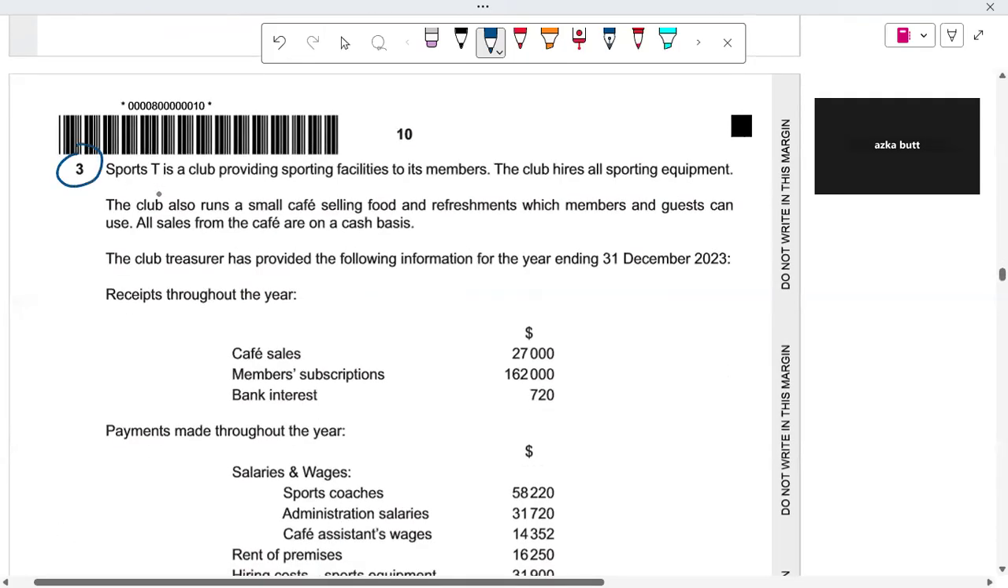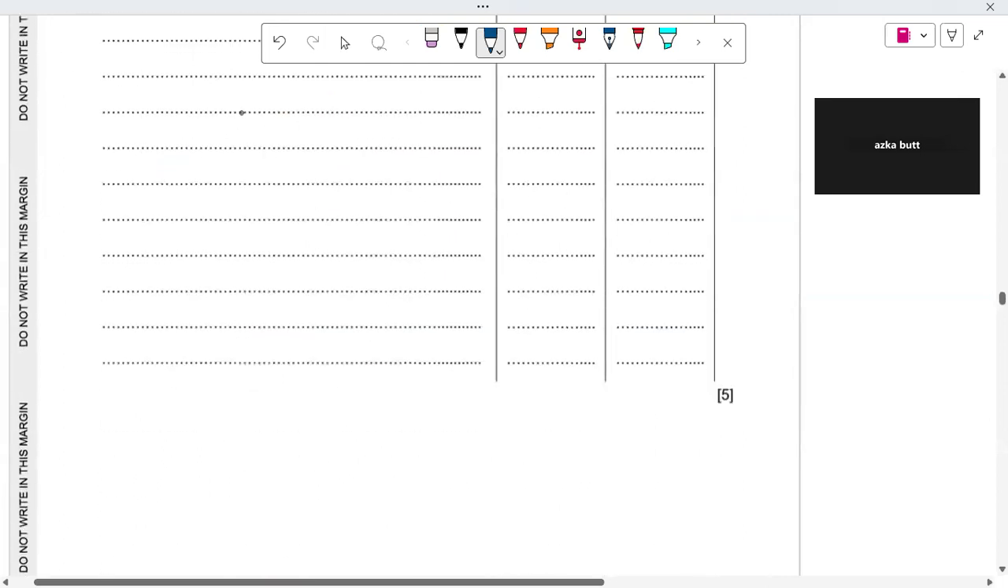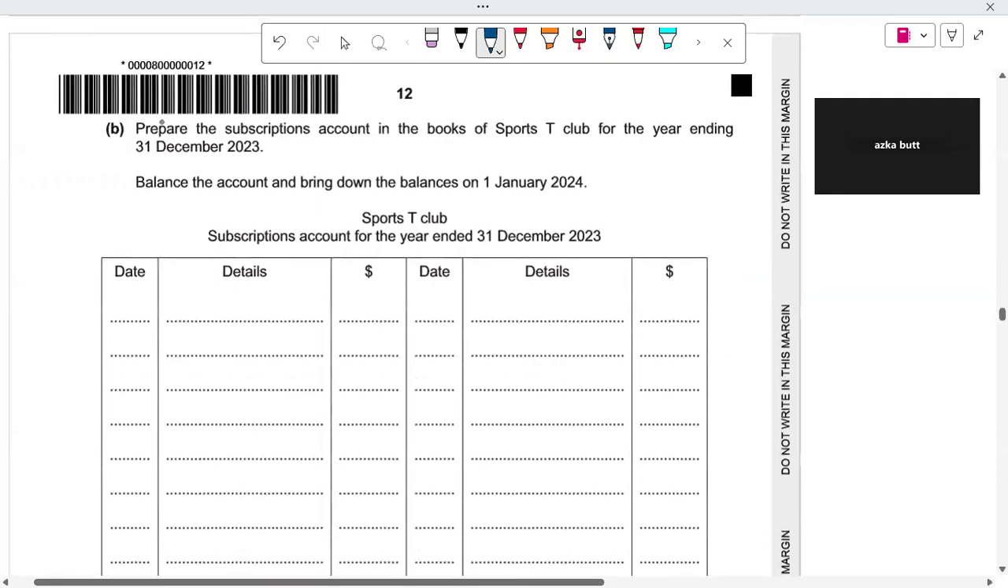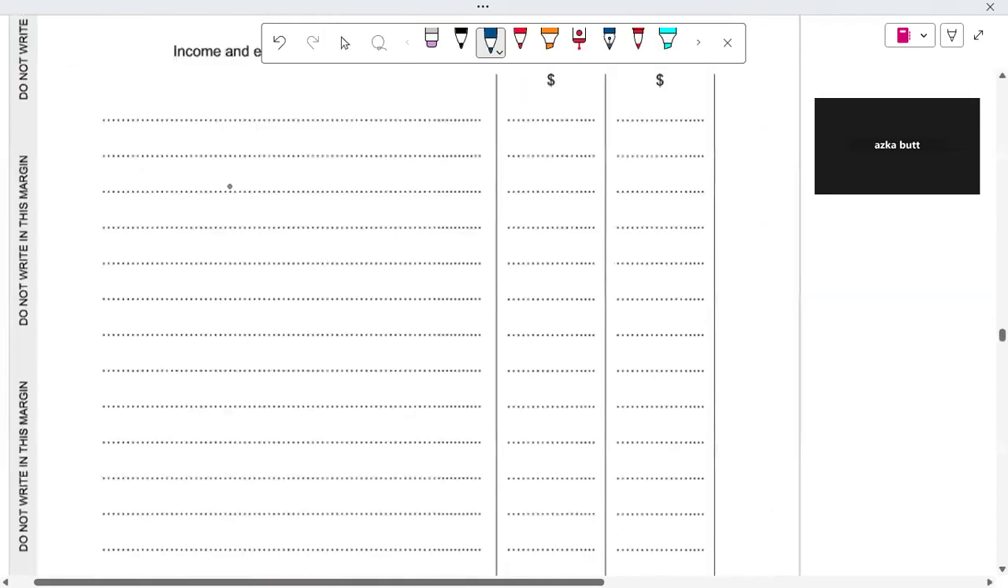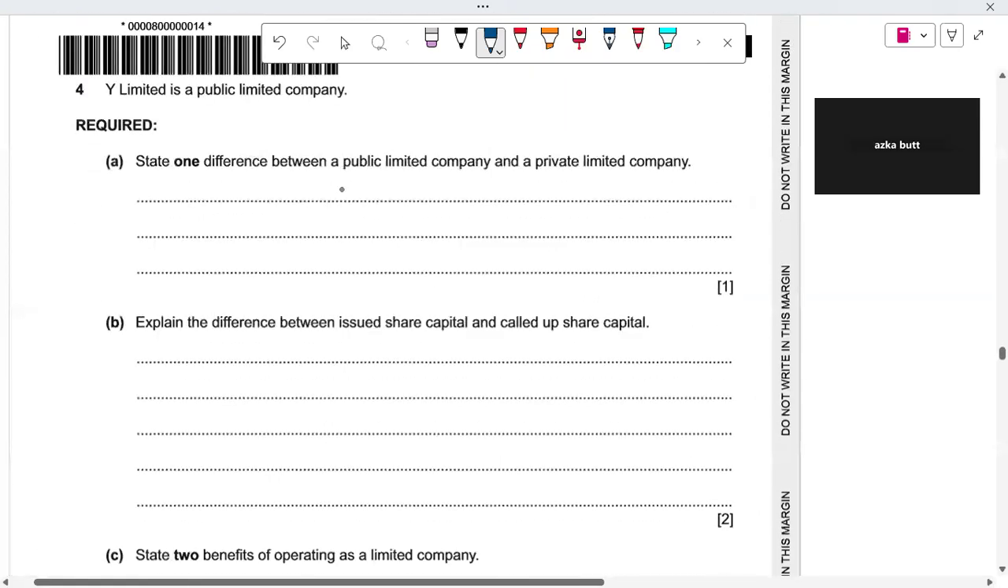Now let's see the third question. Sports Tea, a club providing sporting facilities to its members. Okay, so I think we should see the questions first. First of all, we have to prepare the income statement for the cafe. After that, we have to prepare a subscription account. And after that, we will make the income and expenditure account.